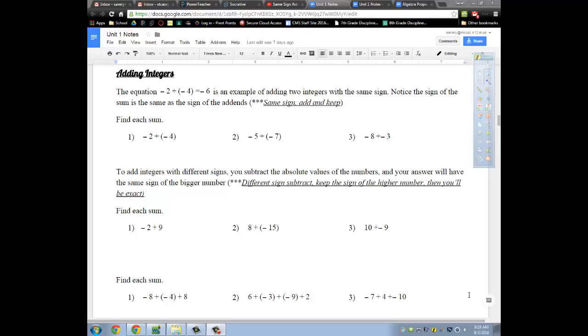Alright, we're going to be adding integers, specifically positive and negative integers. If you don't know, integers are just whole numbers, so not decimals or fractions, that can be positive or negative. So no decimals, no fractions, but we will see some negatives.